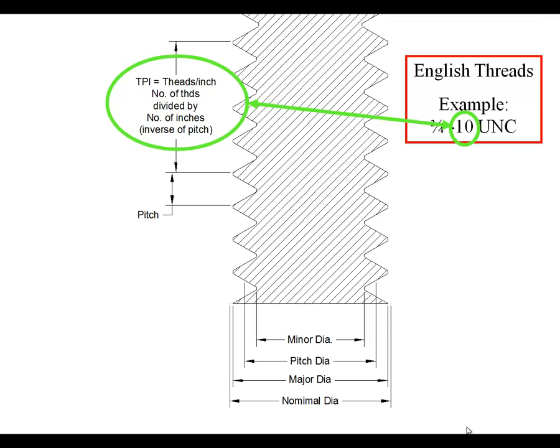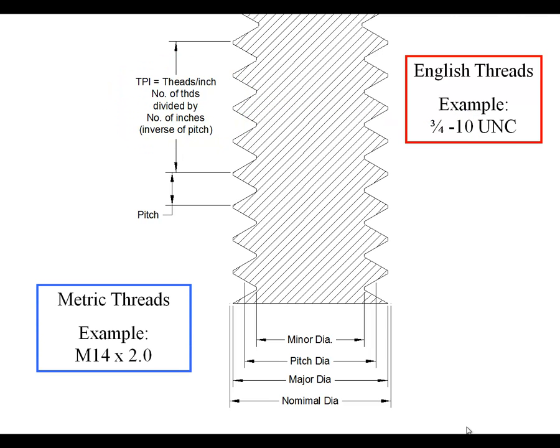in 1 inch. A metric thread is a little bit different. The first number is, again, a nominal size, 14 millimeters in this case. But this second number, instead of threads per inch or threads per millimeter, it's just the inverse of that. This would be how many millimeters per thread rather than threads per millimeter. So a metric thread usually calls out the pitch, while English threads usually call out the threads per inch, which is the inverse of pitch.